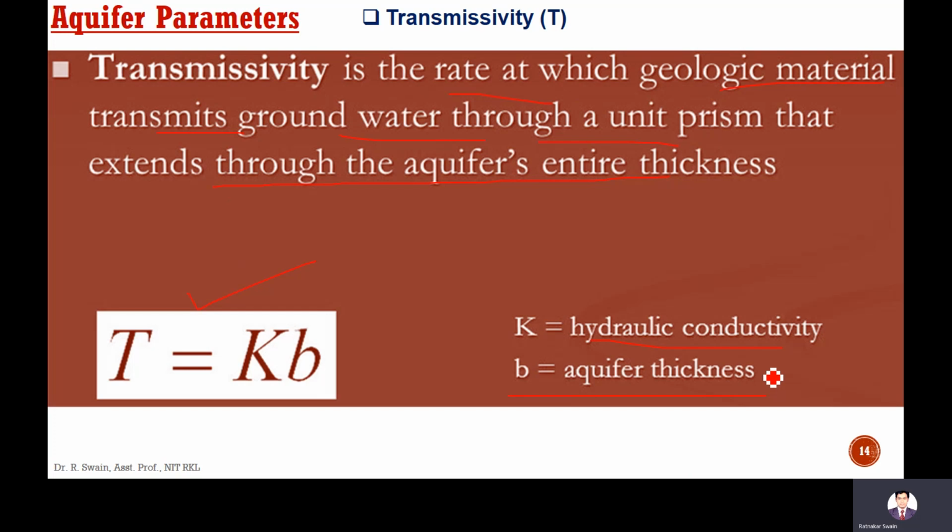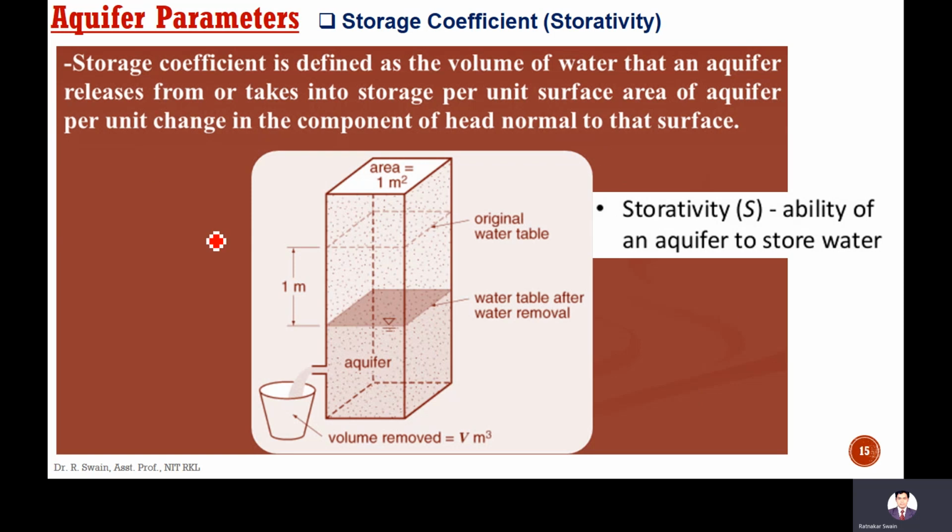So the characteristics of hydraulic conductivity and transmissibility are the same. For less porous material, the transmissibility will be less, and for highly porous material, the transmissibility will be more. Like we discussed in the hydraulic conductivity portion, it is the same for transmissibility. Next is the storage coefficient, or storativity.